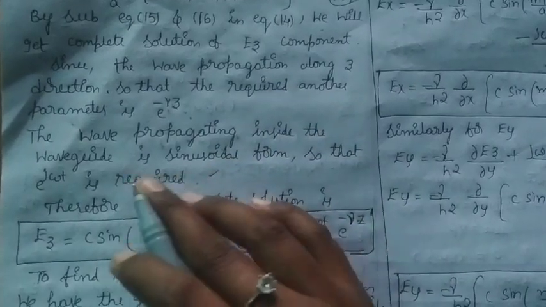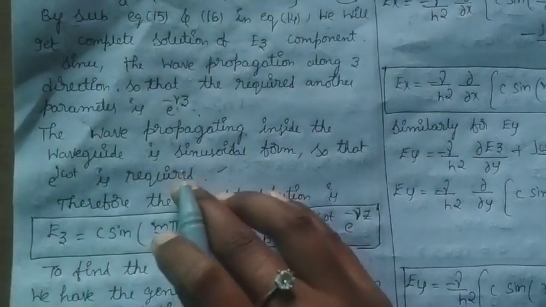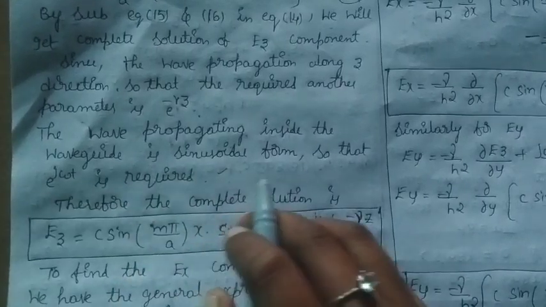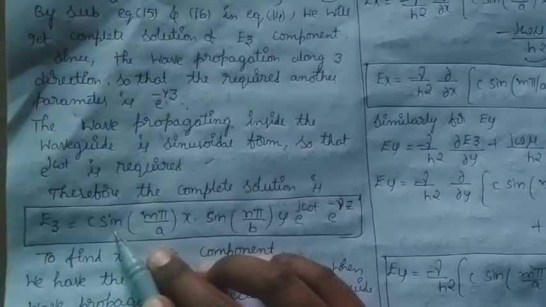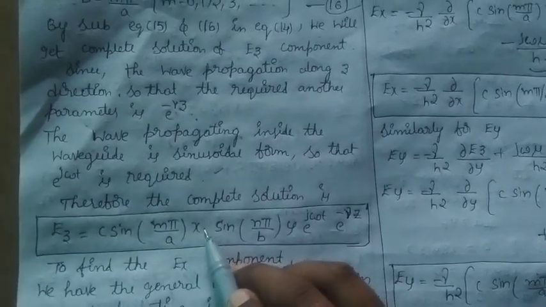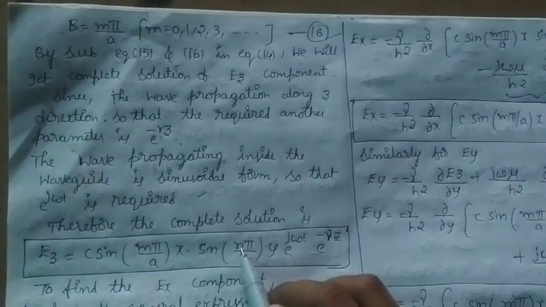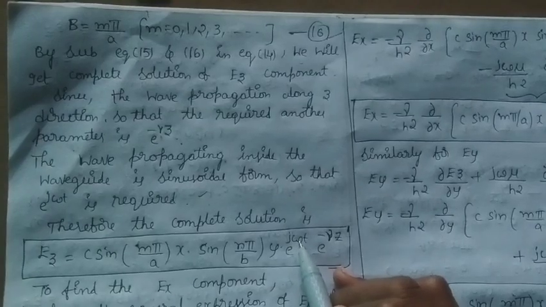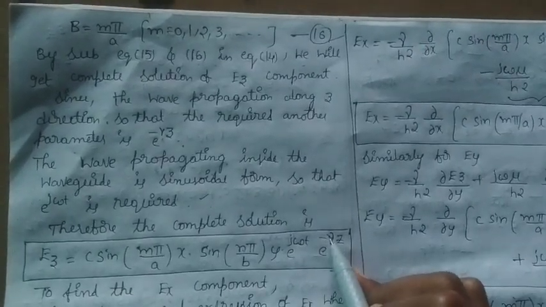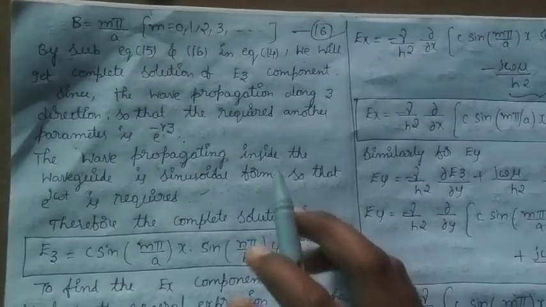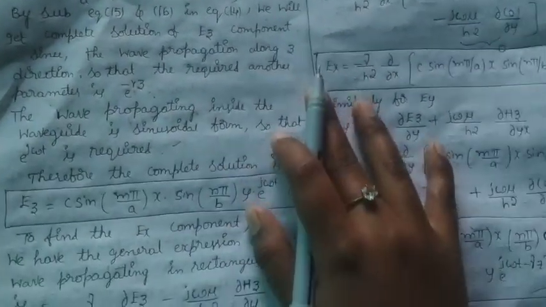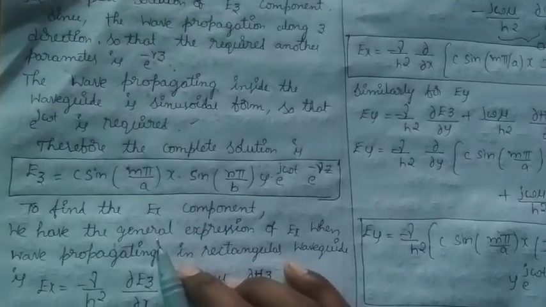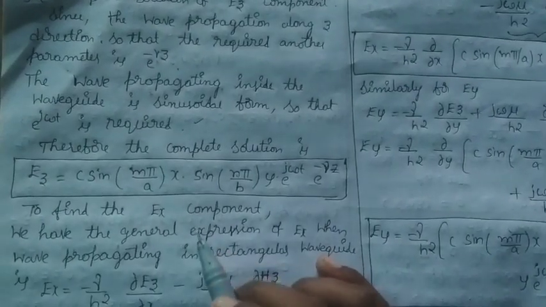So that's why e^(jωt) is required. Therefore, the complete solution is Ez = C sin(mπx/a) sin(nπy/b) e^(jωt) e^(-γz). So this is the complete solution of the Ez component. Now we have to find the Ex component and the Ey component.